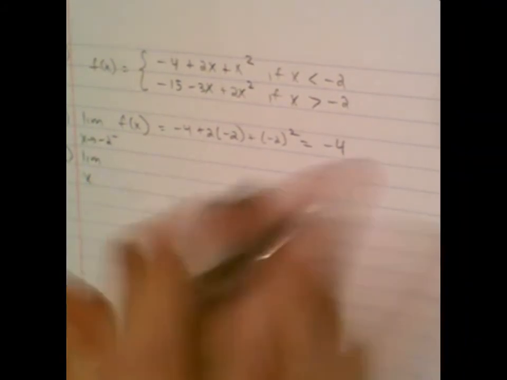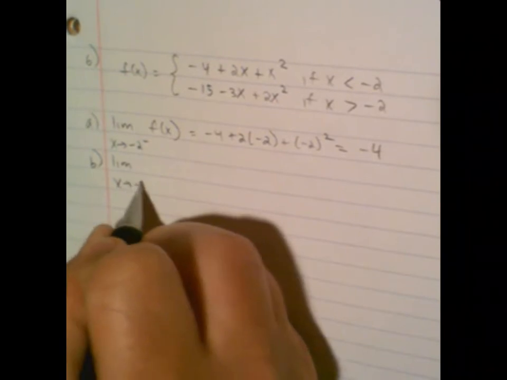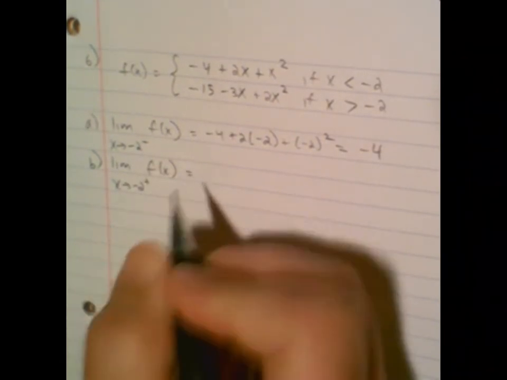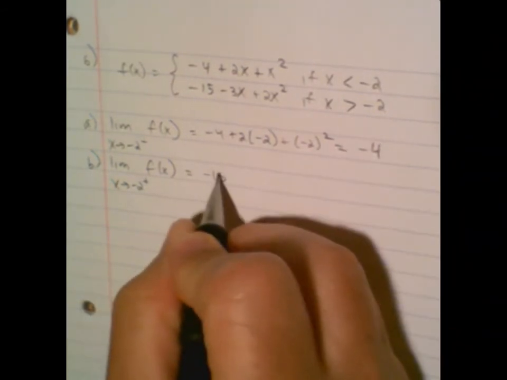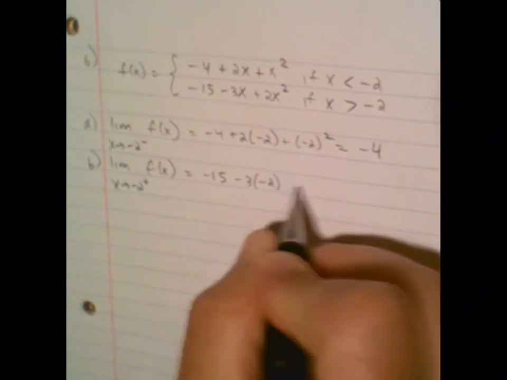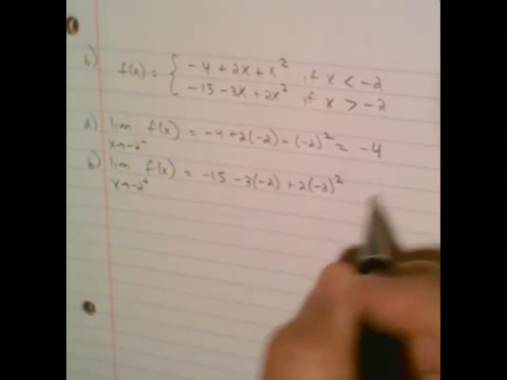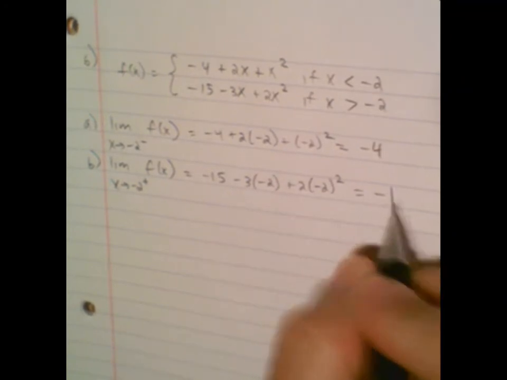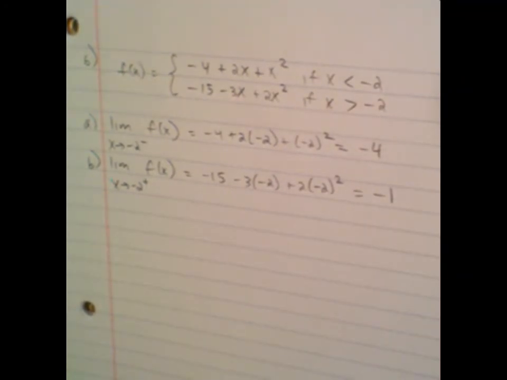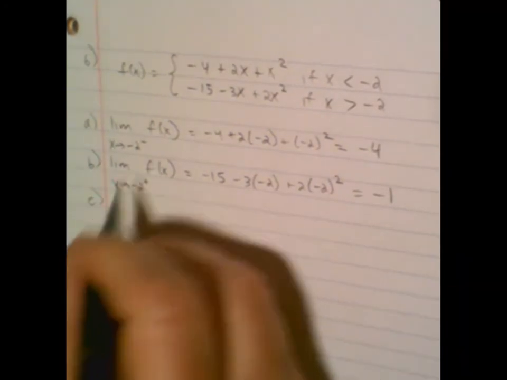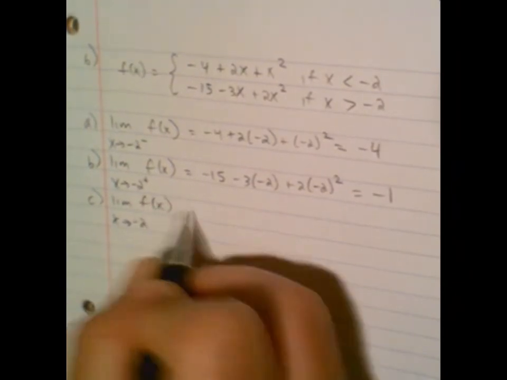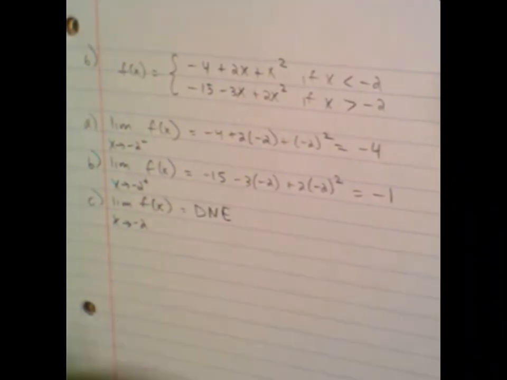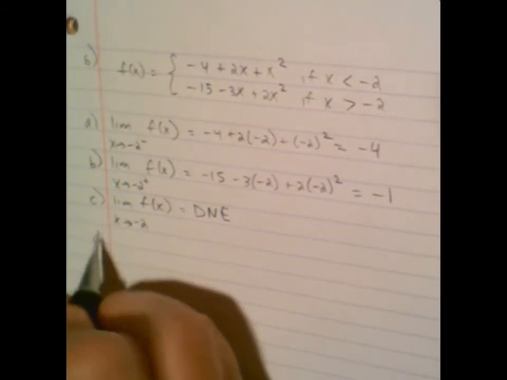The limit as x approaches negative 2 from the right of f of x: negative 2 from the right is greater than negative 2, so negative 15 minus 3 times negative 2 plus 2 times negative 2 squared is equal to negative 1. The limit as x approaches negative 2 of f of x does not exist because these are not the same. If they're not the same from the left and the right, then the limit at that value does not exist.